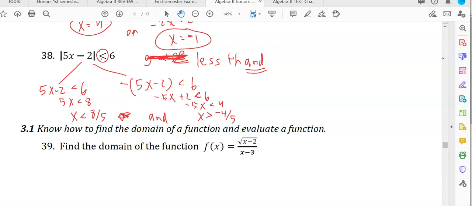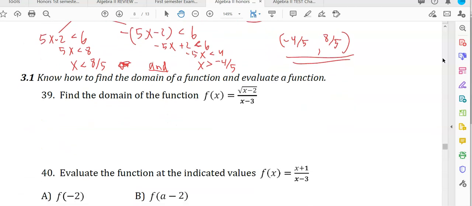I would just write it in interval notation. So I need something that on the smaller end is -4/5. On the bigger end, the largest it can be is 8/5, but it can't actually be that. It's non-inclusive. So that would be my answer there, putting those together, because I want the overlap of those two. If you looked at it graphically, it would be more obvious there.